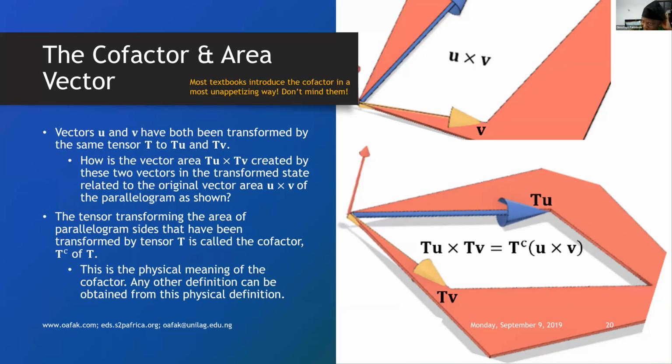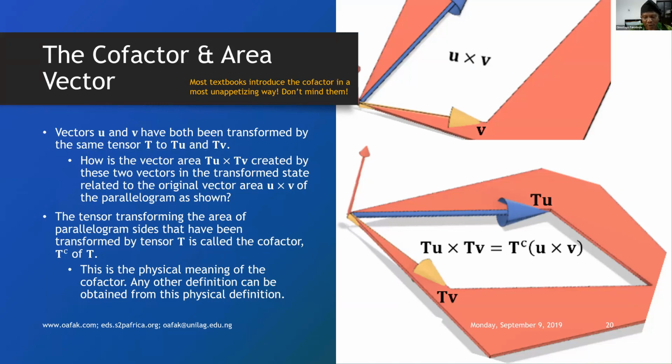So the idea of a cofactor is that it is what transforms areas when a tensor transforms lines. Once a tensor transforms vector lines, the areas are transformed by the cofactor. So the cofactor is what you need to resort to when you are interested in finding area. And this is very, very critical in engineering.